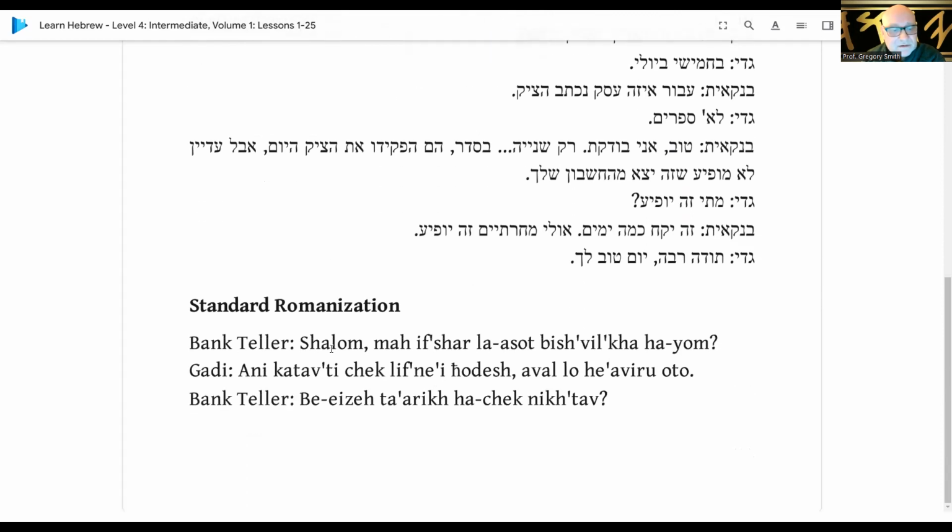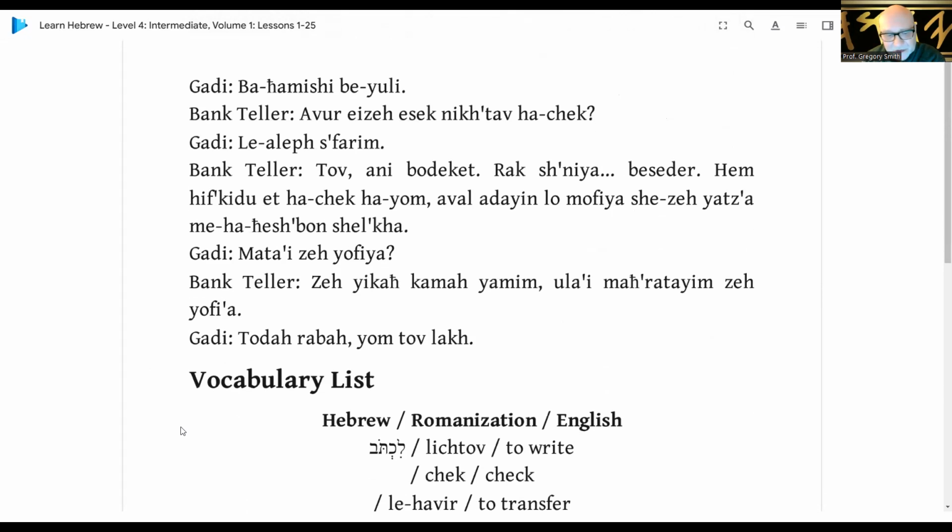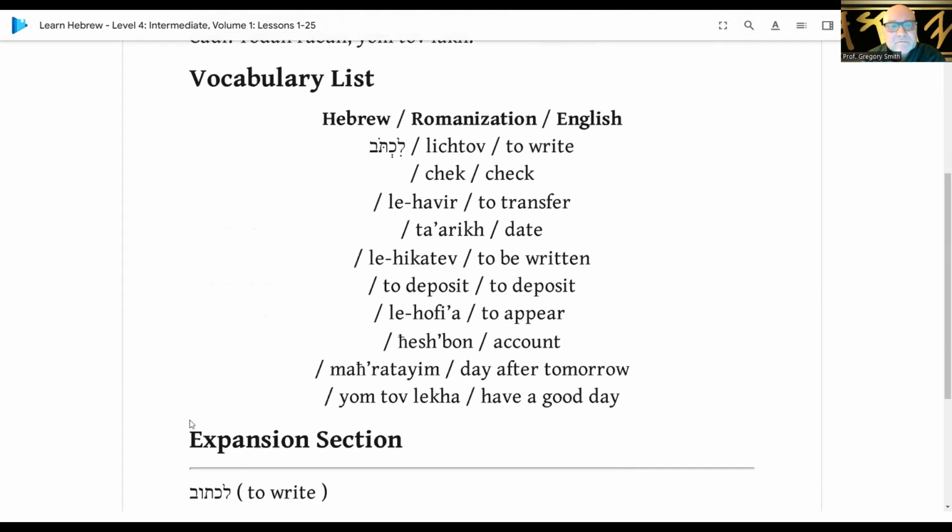All right, so this is just the transliterations here, but I took care of that because I use Google Translate. Okay, so now we have the Hebrew and the English. So these are the vocabulary words right here. Liktov has to do with writing. It comes from katav, writing. There's the check, but look at that. They don't want to put it in Hebrew.